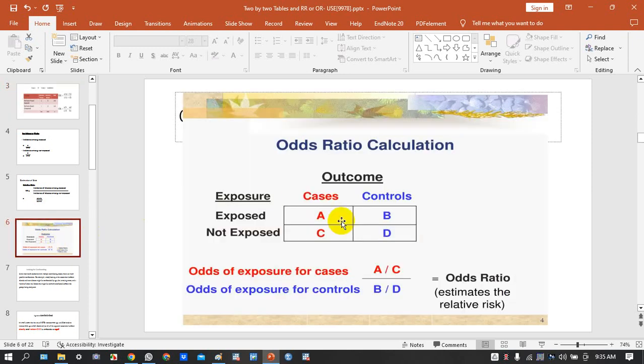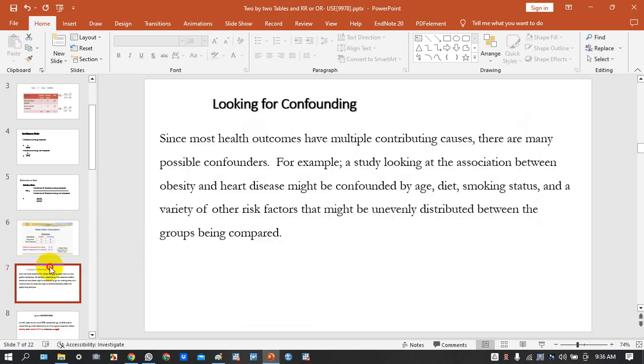So let's go to the odds ratio calculation. Like I said, A times D divided by C times B, or odds of exposure for cases, that's A over C, divided by the controls. You have seen the controls here, so B over D is the controls. So odds ratio also estimates the relative risk. Odds ratio is for case control studies, but some of the time you can even use it interchangeably, nobody will arrest you.